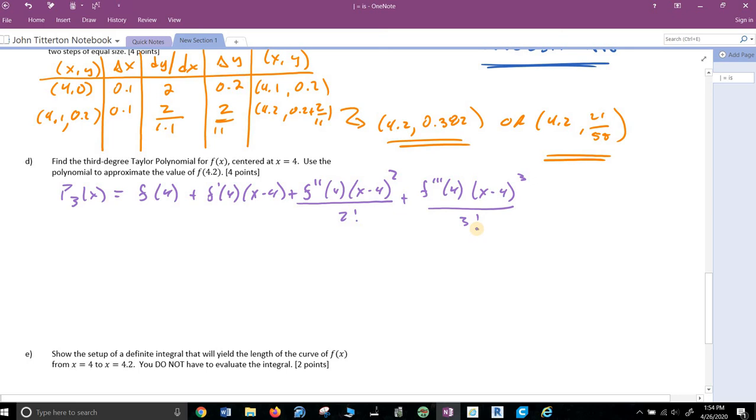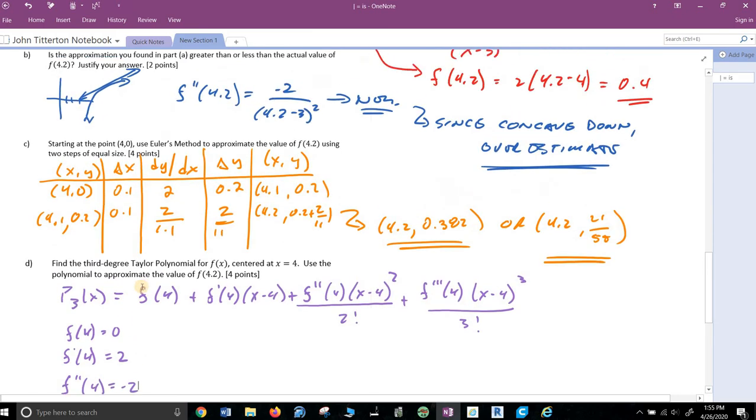Lots cooking. F of 4, 0. Plug that in the original. F prime of 4, we did that for part A, I believe, 2. F double prime of 4. Oddly, I didn't write it down. F double prime of 4 is negative 2.